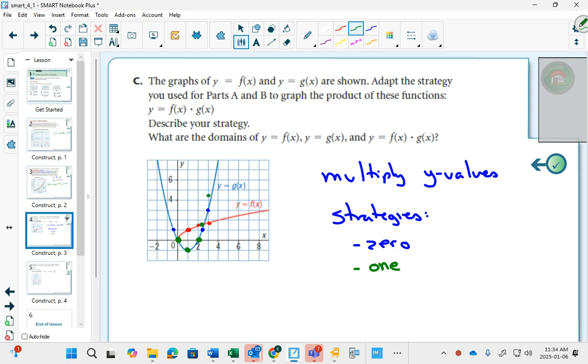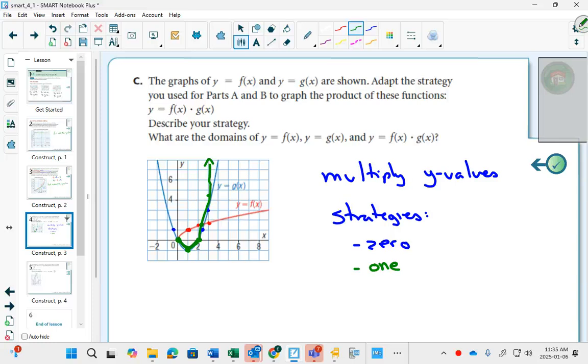Does it make sense when you do a positive times a negative that your answer in between here will always be negative? And that a positive times a positive, this part of the graph will be positive? So if one graph is positive and the other graph is negative, your final graph should be negative.